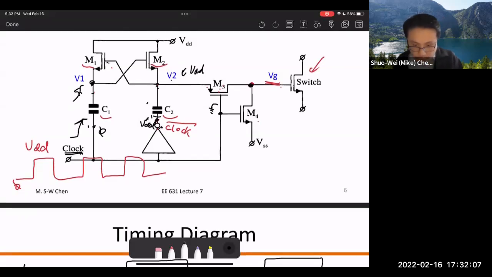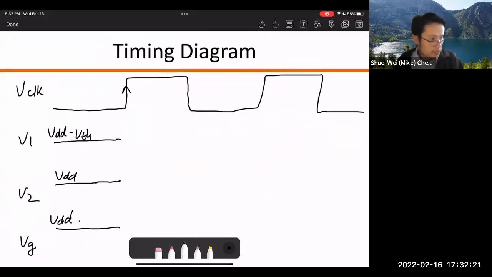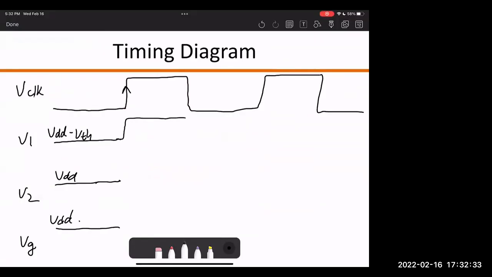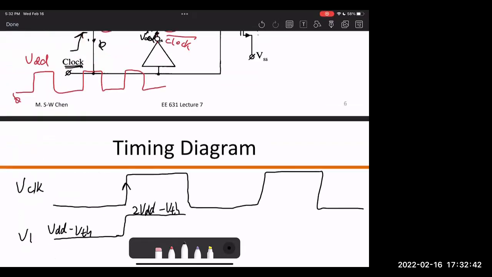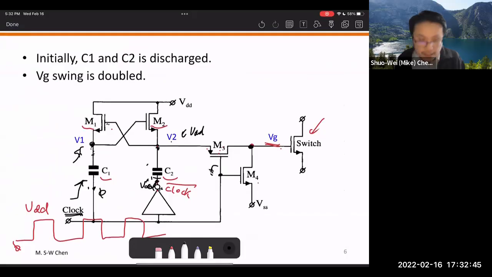So this will get pushed up, and then this we don't know yet. So let's leave V2 for a little bit later. Just look at V1. If the other side of C1 goes up by VDD, that means that V1 would also go up by VDD, right? So if V1 goes up by VDD, what is the new value? Before it was VDD minus VTH. It's 2 VDD minus VTH. So 2 VDD minus VTH, right? So this gets pushed up. All right, so if V1 gets pushed up to 2 VDD minus VTH, what happens to V2?